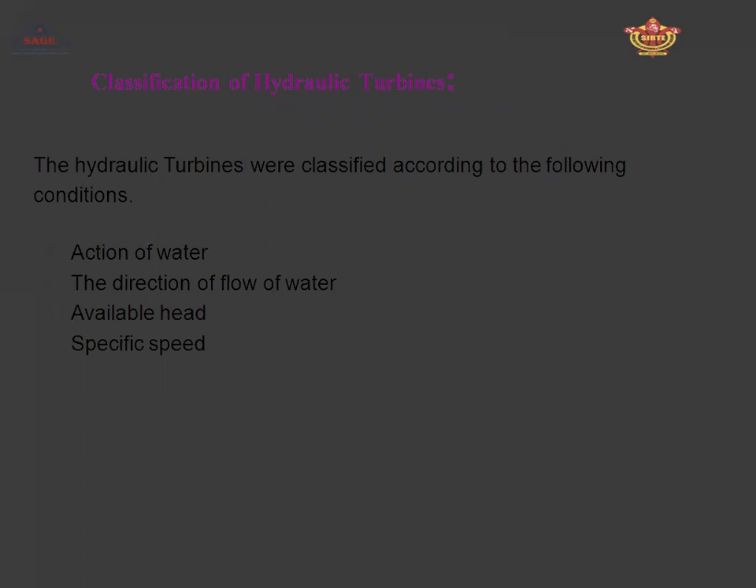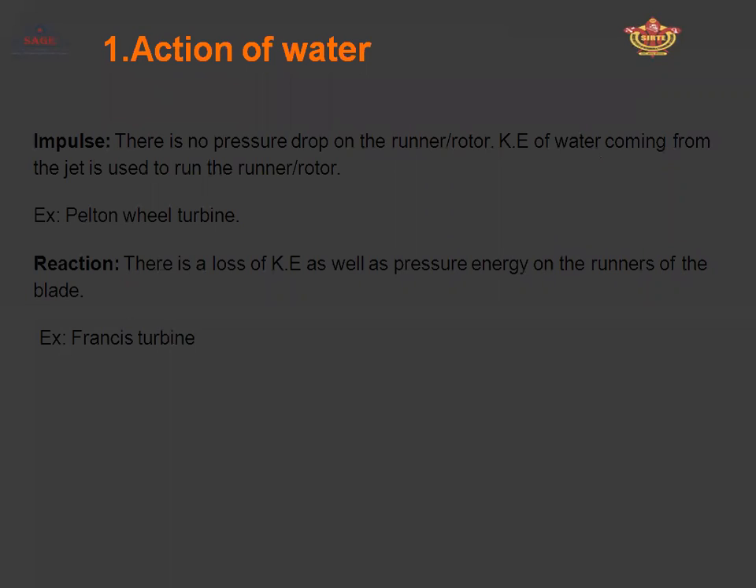And the main classification of the hydraulic turbine depends on the following conditions: action of the water, direction of the flow of water, available head, and the specific speed. There are 4 parameters on which the hydraulic turbines may be classified. That is the impulse turbine and the reaction turbine on the basis of action of water.